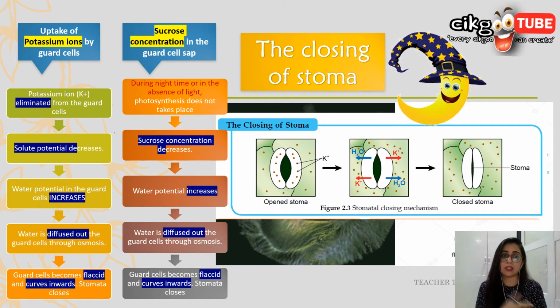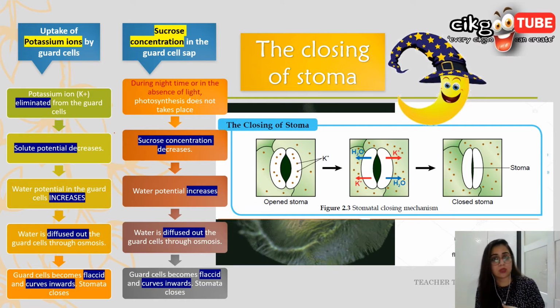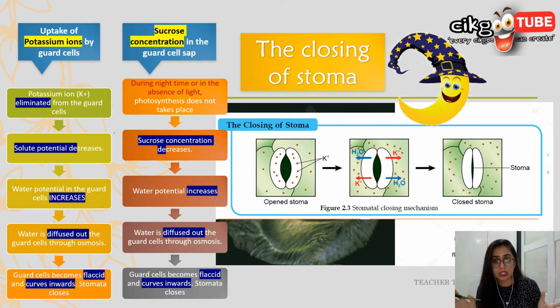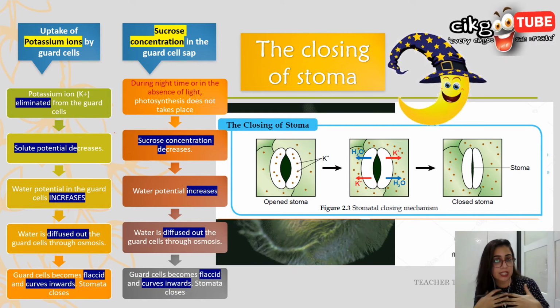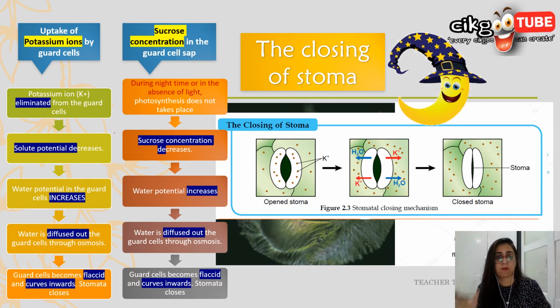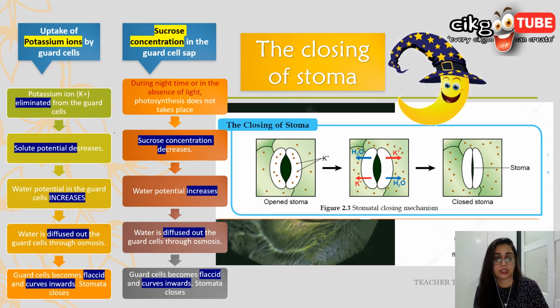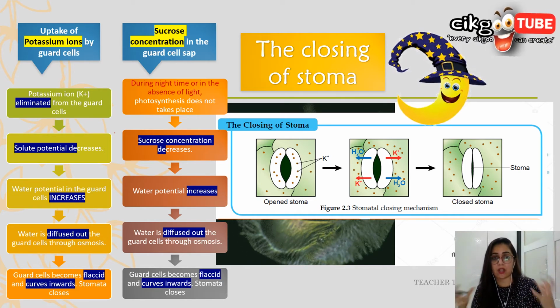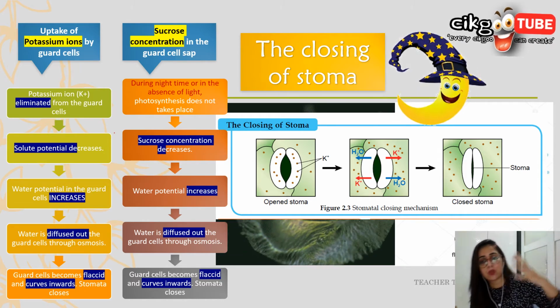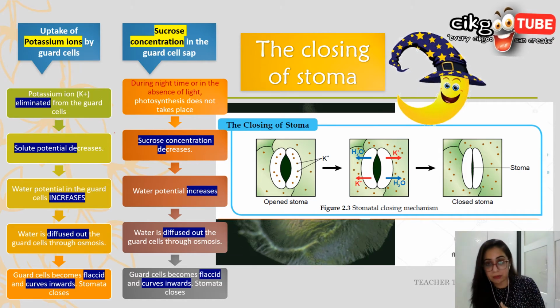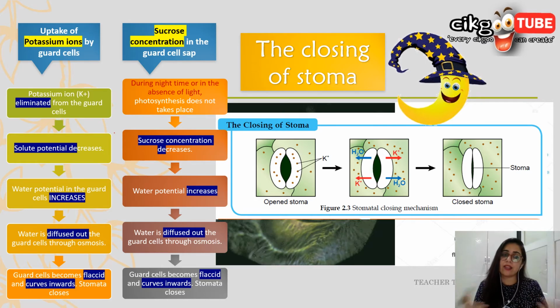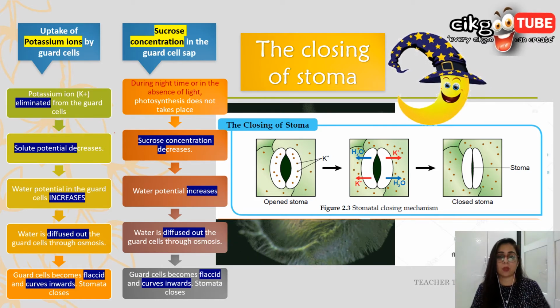Same goes with the uptake of potassium. Now, when there is no photosynthesis, there is no need of potassium, so potassium ion is eliminated by the guard cells. So the potassium concentration decreases, solute concentration decreases. Again, water potential increases. So in the guard cells, there is a lot of water, and water diffuses out from the guard cells into the epidermal cells by osmosis. Guard cells become flaccid, curve inwards, stoma closes.